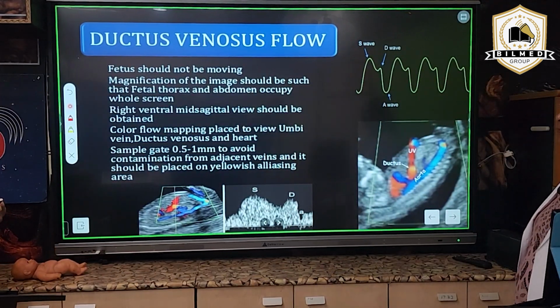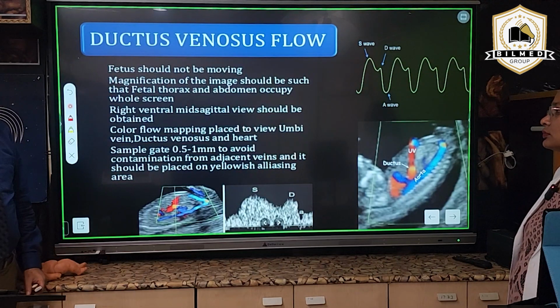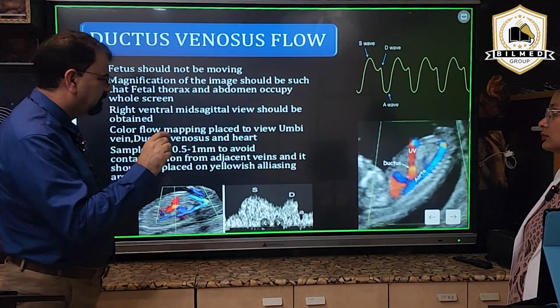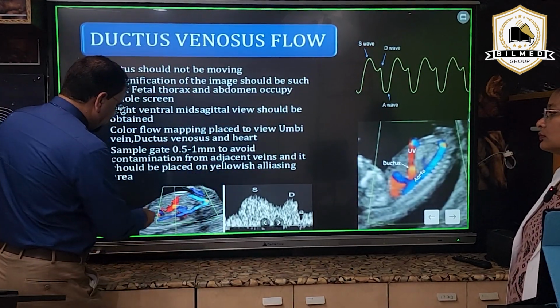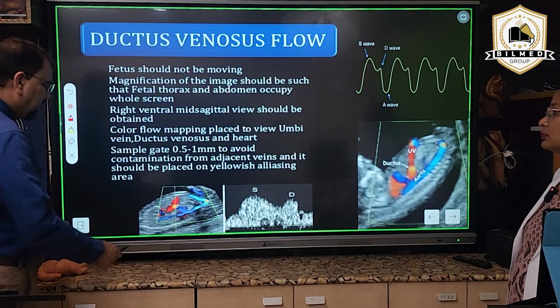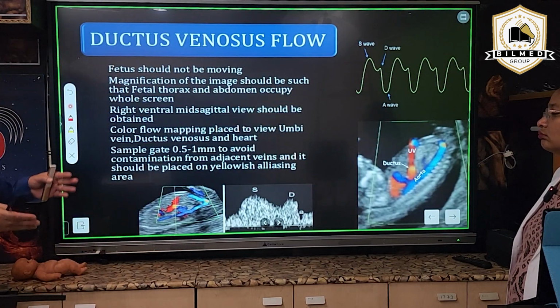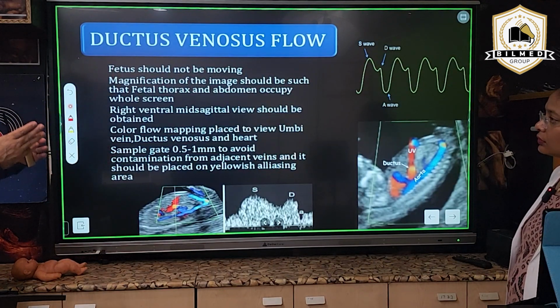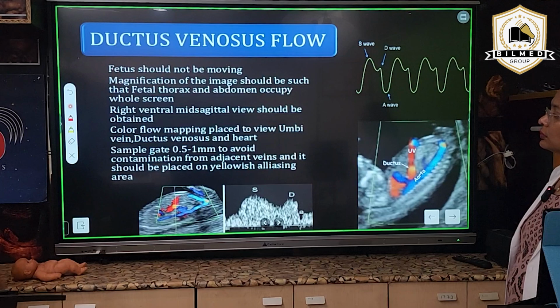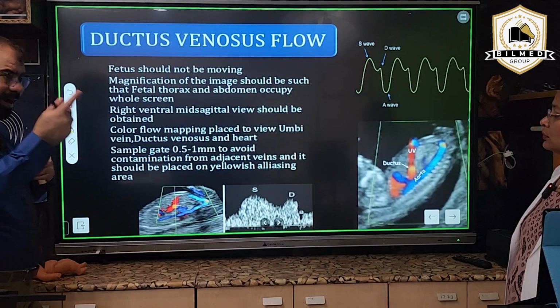Right. Now, how much does the sample gate have to be? The sample gate has to be not more than 1 millimeter. When you are taking the flow, it should not be more than 1 millimeter, because if I am keeping this sample gate wide, I am actually hitting into the adjacent vessel. Is an adjacent vessel there? Yes, there are many hepatic veins. So actually, I am in the hepatic vein, and getting hepatic vein flow.